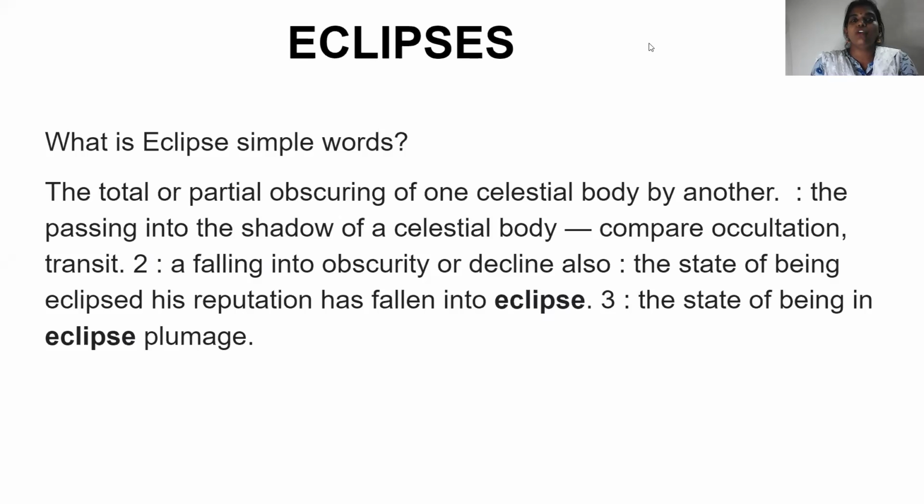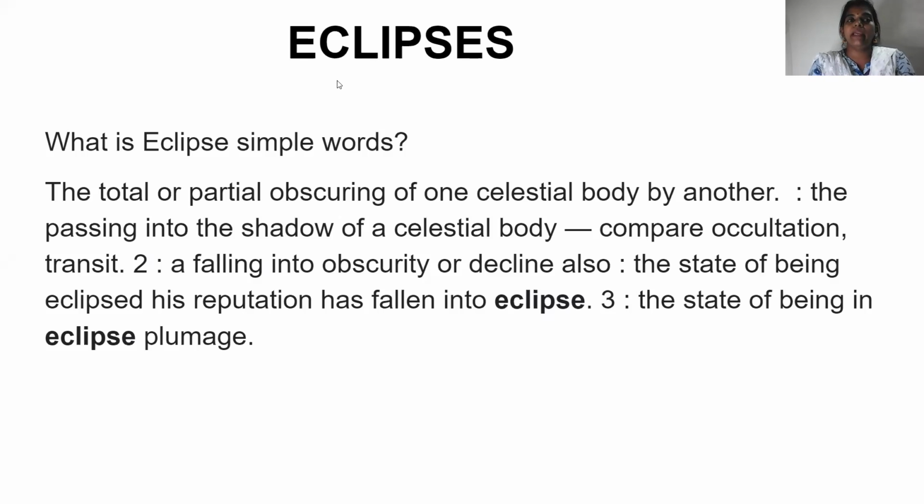We are in the lesson Earth, Sun and Moon. In this video, we are going to see about eclipses. We all know Earth, Sun and Moon, they are called celestial bodies.